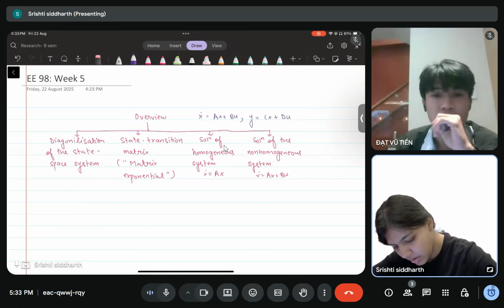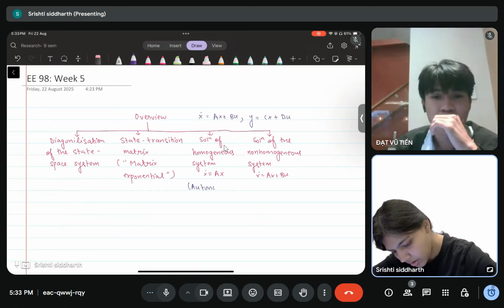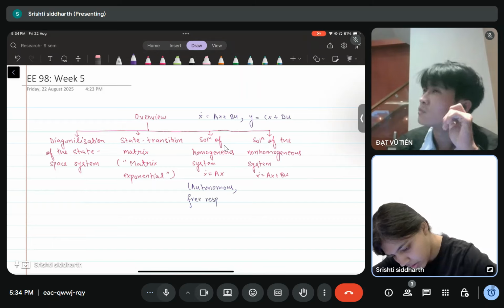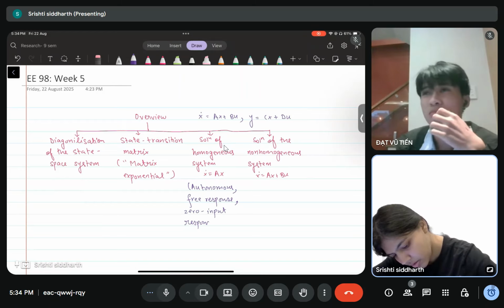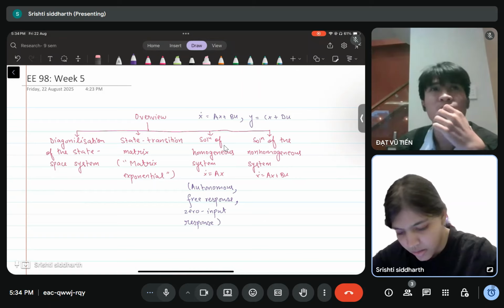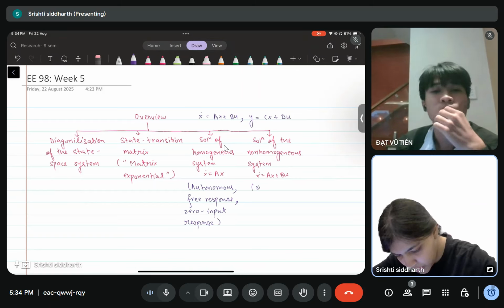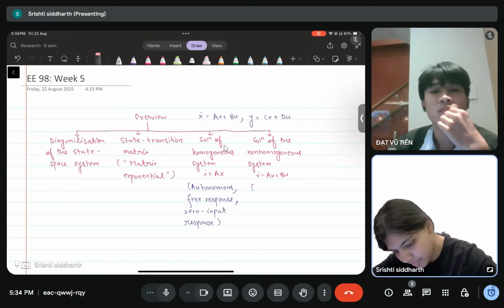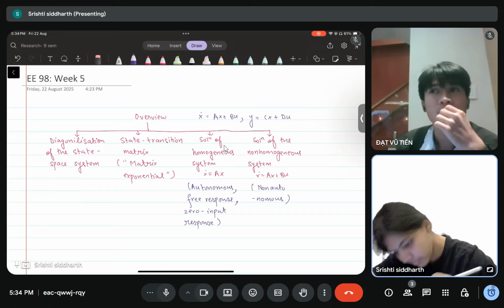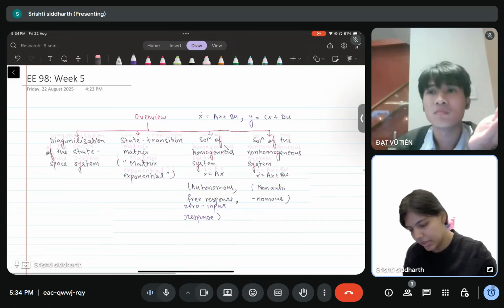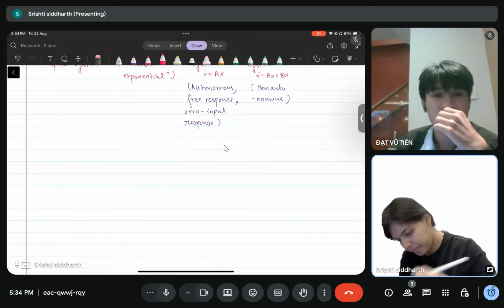Some other names are autonomous, free response, or the zero input response. And these are non-autonomous. All right, so let's look at the first section, diagonalization of the state space system.